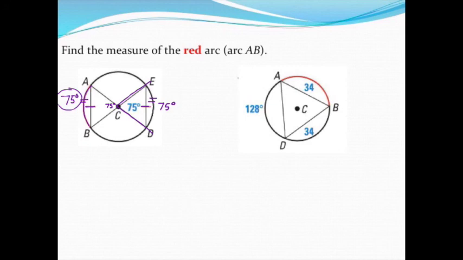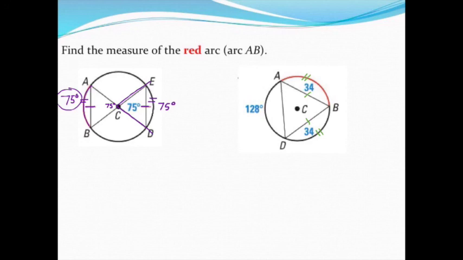Over here, once again, I have no tick marks, but the chords are the same length. They're both labeled 34. So I'll add tick marks to show that those two chords are congruent, which tells me then that these two arcs are congruent. Now just be careful on this one. Even though this arc over here is labeled 128 degrees, that doesn't mean the red arc is 128 degrees. This arc over here is not congruent to the other two. Instead, they're congruent to each other.